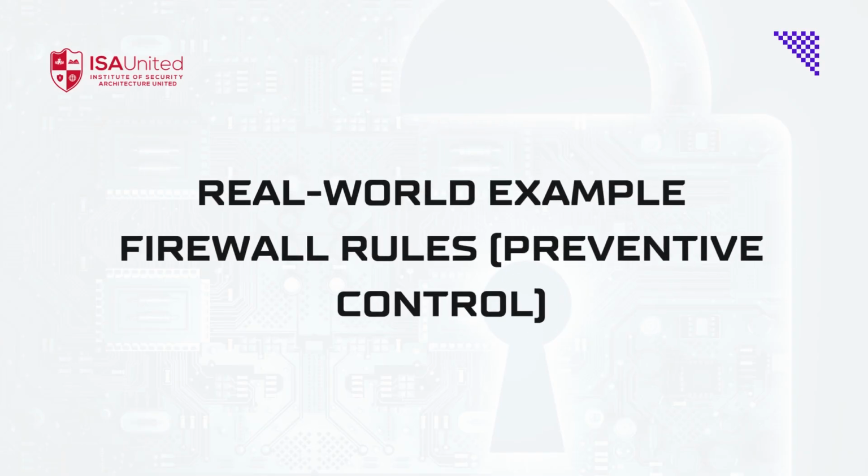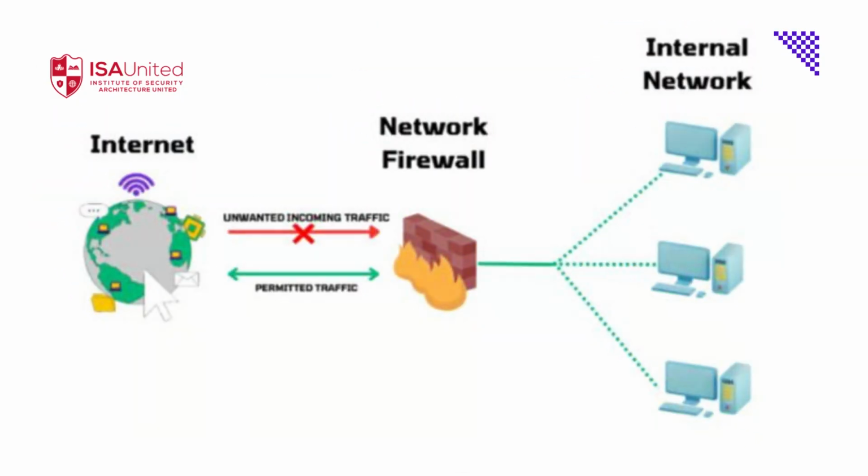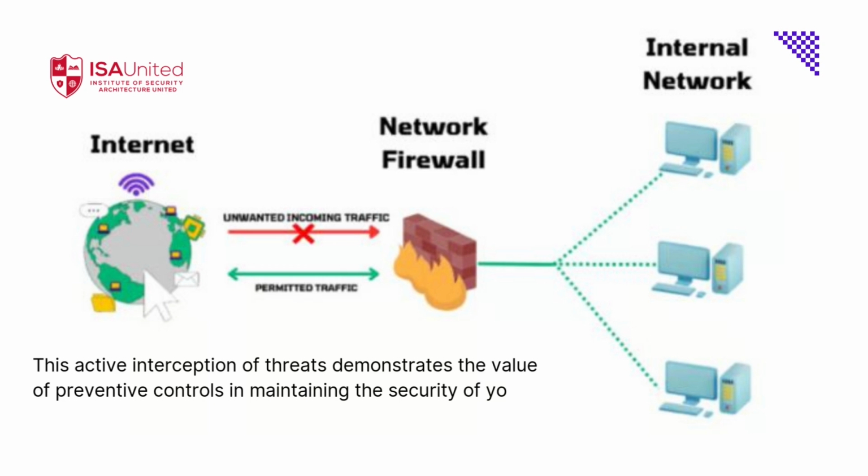Real-world example: firewall rules, preventive control, practical demonstration of firewall blocking. Let's visualize a preventive control with a real-world example: firewall rules. As data packets enter your network, firewall rules analyze each packet against defined criteria, such as source address, destination, or service ports. If a packet violates these rules, the firewall immediately blocks it, preventing potential threats like malware or unauthorized access. This active interception of threats demonstrates the value of preventive controls in maintaining the security of your environment.